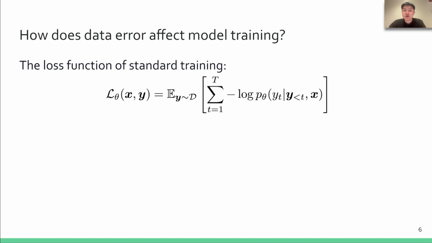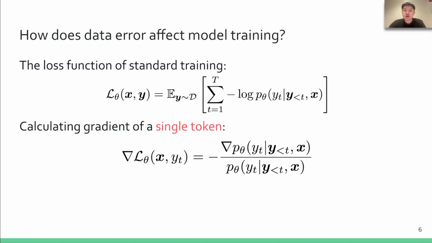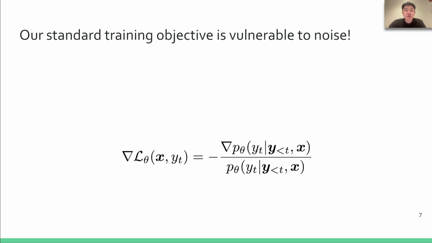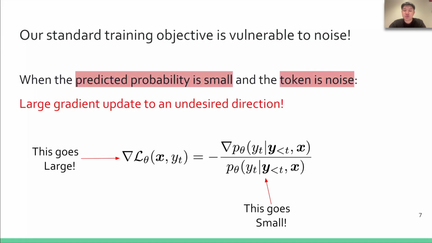Taking one step further, if we calculate the gradient with respect to a single token, we see that when the predicted probability of the token is small, the magnitude of the gradient goes very large. This indicates when a noisy token has very low predicted probability or high loss, this leads to a very large gradient update in an undesired direction. However, a low predicted probability does not necessarily indicate noisy training data.